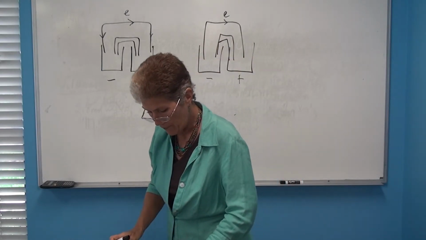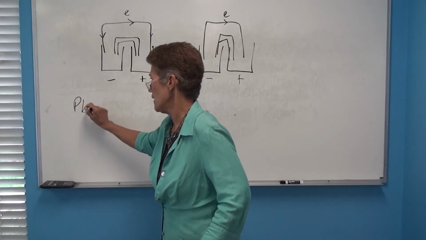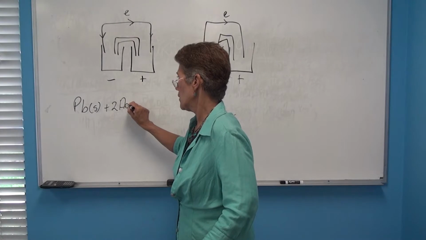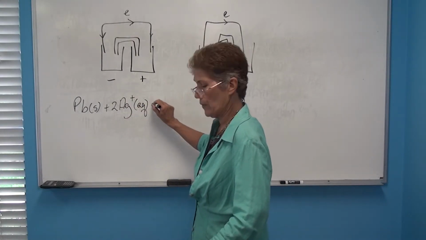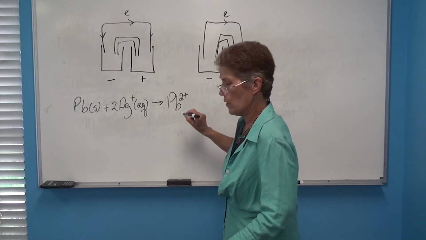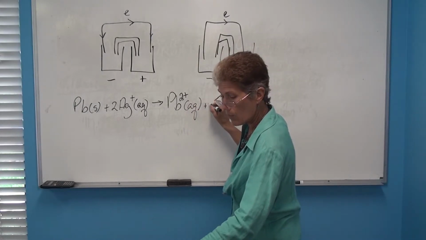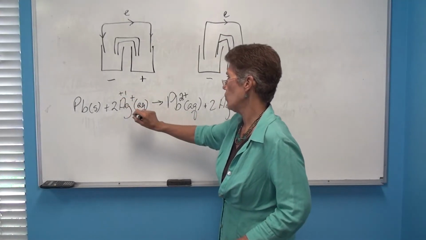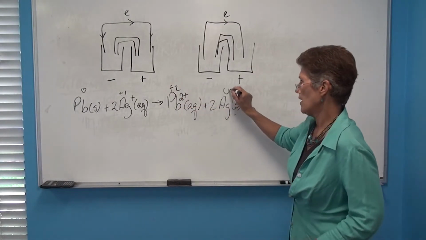Let's do the first one. The first one, we start with lead. I'm going to write this down here so you can see it. We have lead solid plus silver, and that's in an aqueous solution, and that yields lead aqueous plus 2 silver solid. Now let's look. This has a +1, this has a 0, this has a +2, this has a 0.